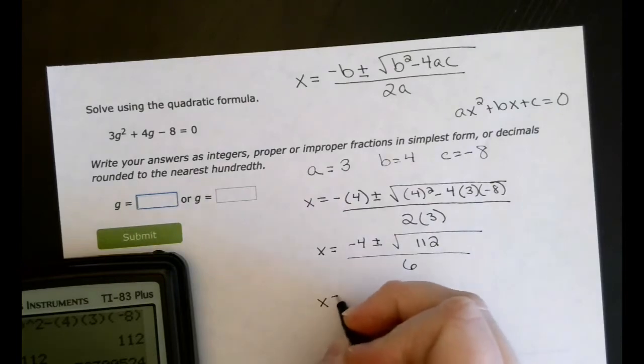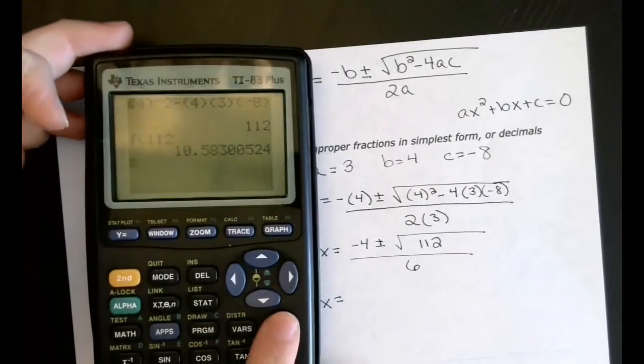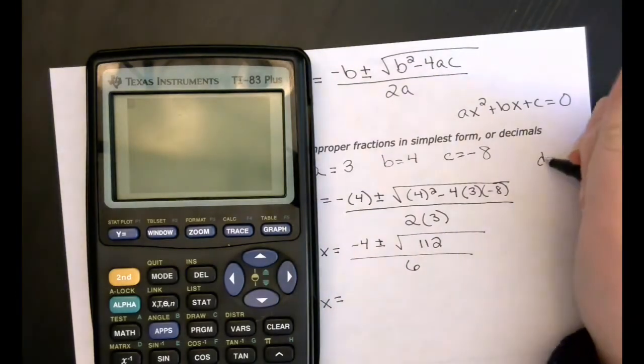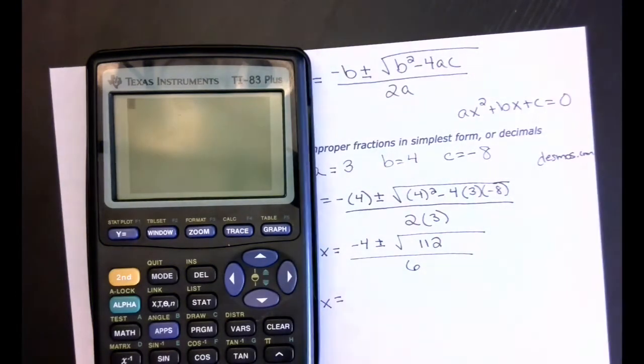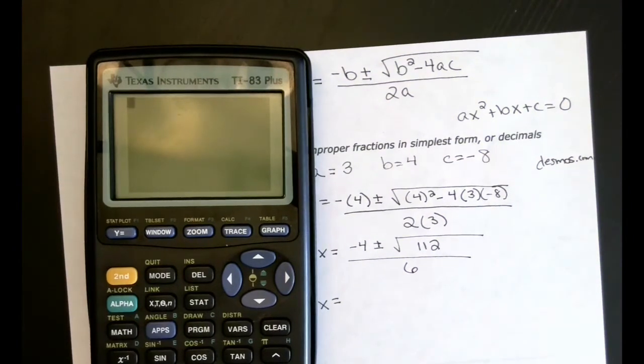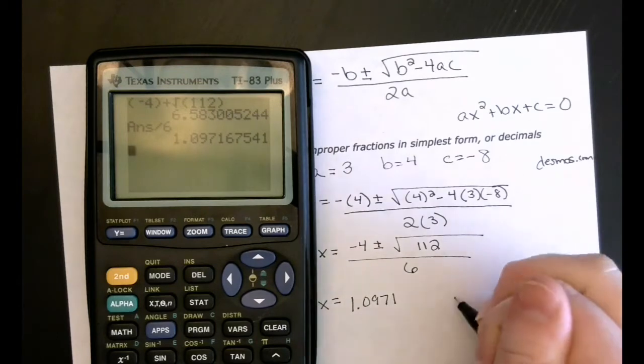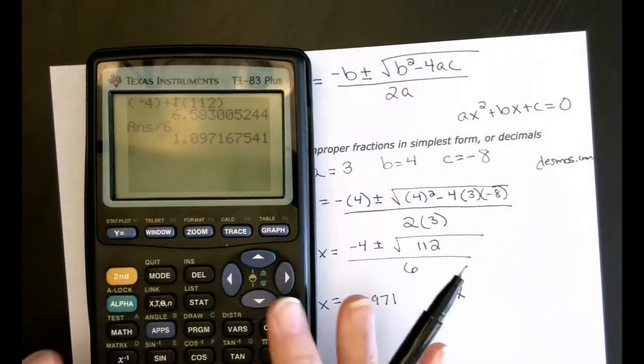I would prefer to do the decimal. So how you're going to do that is you're going to plug it into your calculator, and you have the Desmos version. You just go to desmos.com and start typing. The link's also on your assignment page. Parentheses, negative 4 plus the square root of 112. Press enter and divide by 6. So your one answer is going to be 1.0971.